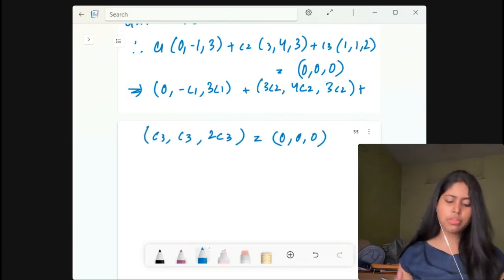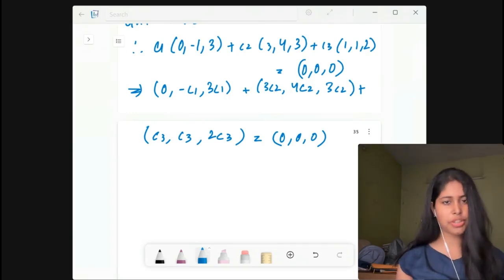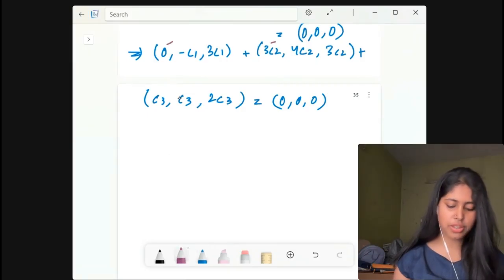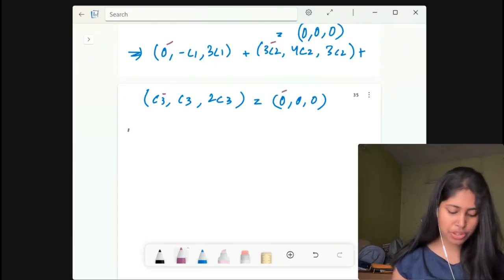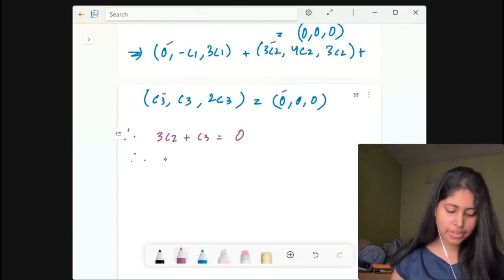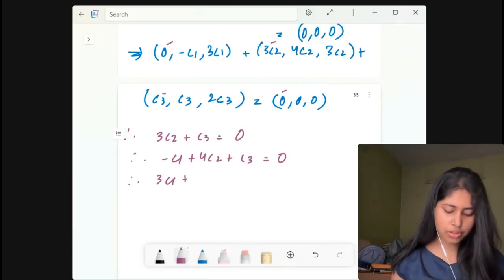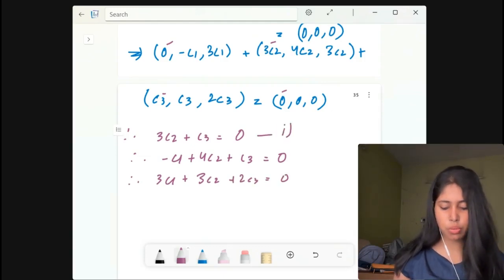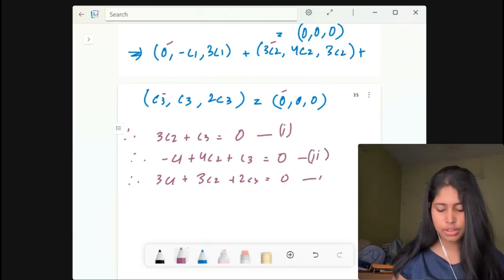And for now you already know how to add the vectors, so I'm directly writing the equations. Like how do you write the equation? 0 plus 3C2 plus C3 equals 0. Just write it. So what are the equations? 3C2 plus C3 equals 0, then minus C1 plus 4C2 plus C3 equals 0, and the last equation 3C1 plus 3C2 plus 2C3 equals 0. Name the equations 1, 2 and 3.